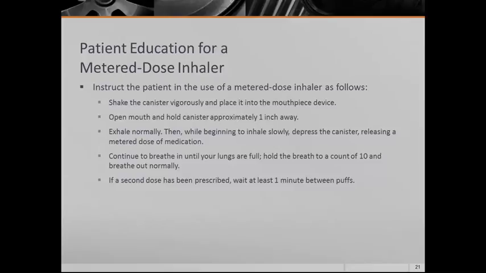The patient's lips should be over the opening of the canister during this part. Continue to breathe in until your lungs are full. Hold the breath to a count of 10 and breathe out normally. If a second dose has been prescribed, wait at least 1 minute in between puffs.